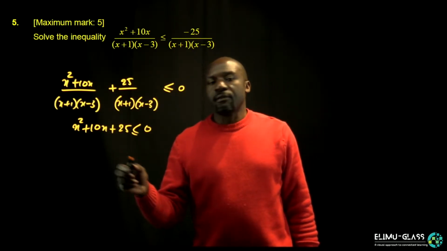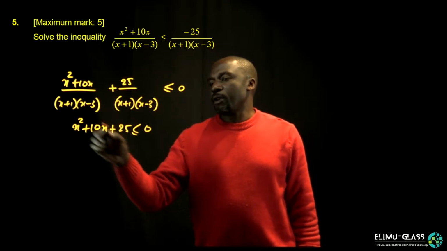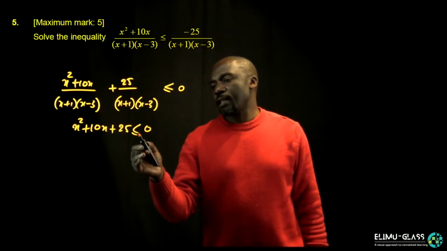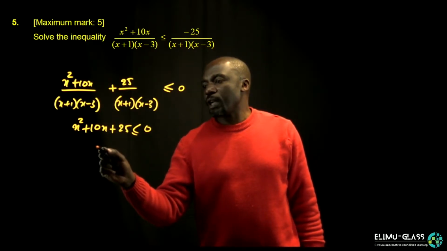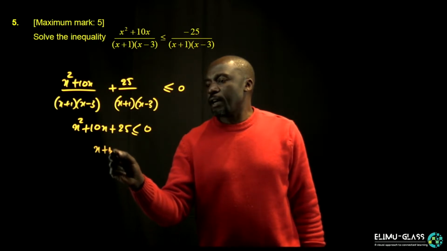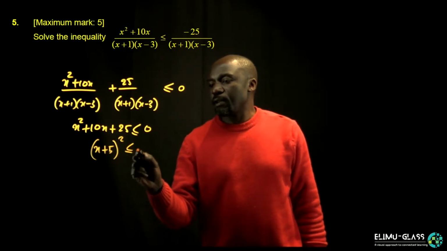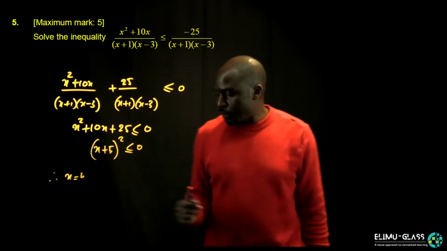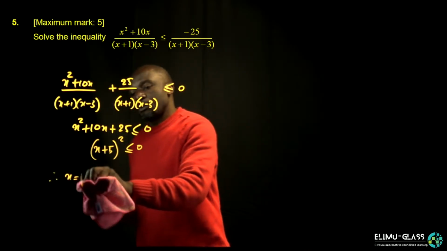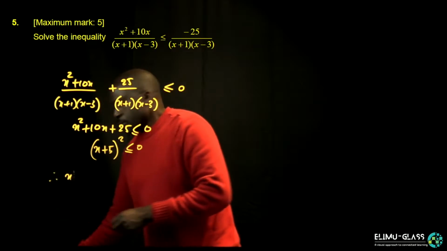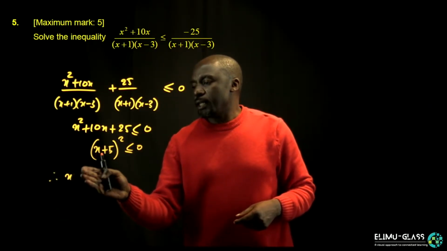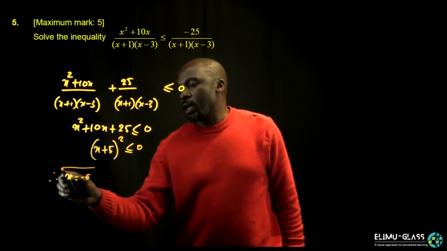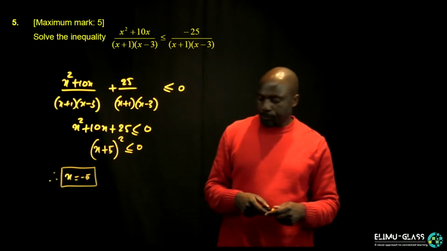Now this already tells me that one of the potential values of x, because of the less than or equal to here, is -5, because this is a perfect square, so we can write this as x plus 5 squared is less than or equal to 0, which is to say x is -5 is one of the solutions. One of the possible values is x equal to -5. This is one of the possible solutions.